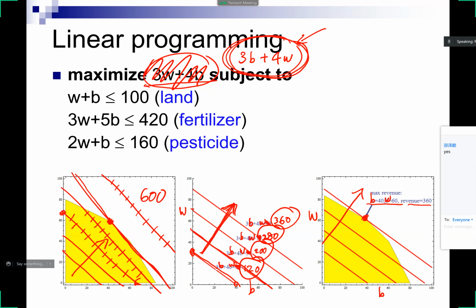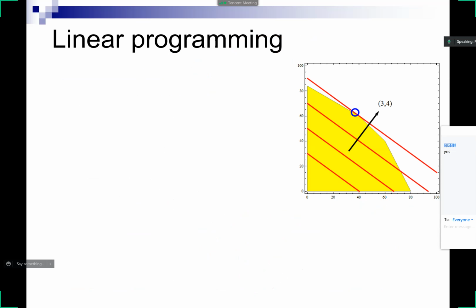Then we want to move these level sets as far as possible in this direction, which is perpendicular to these level sets. You see the directions that we're moving these level sets, right? If you move perpendicular to the level sets, then you're going to increase the objective function more and more. Any questions about this?